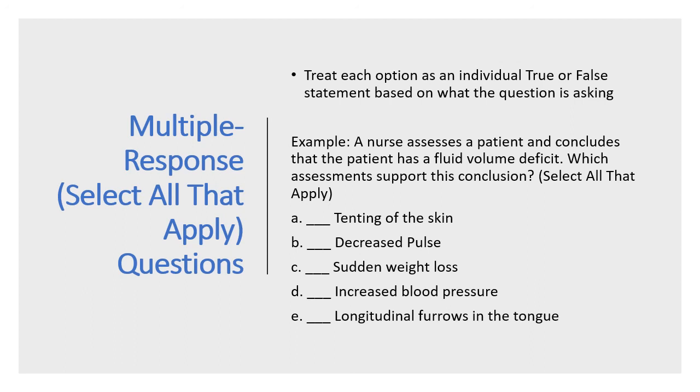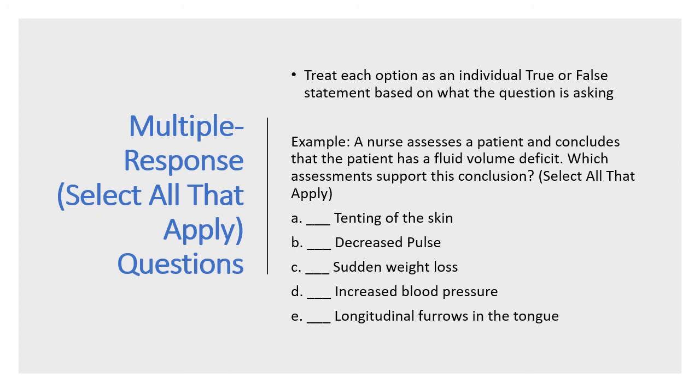A is tinting of the skin. True or false? Well, if you will recall from your assessment lab, we will be checking for skin turgor. The reason we check for skin turgor is to determine the hydration status of a patient. Next, decreased pulse. True or false? If you recall from your vital signs skills lab, some alterations in pulse rate were discussed there.